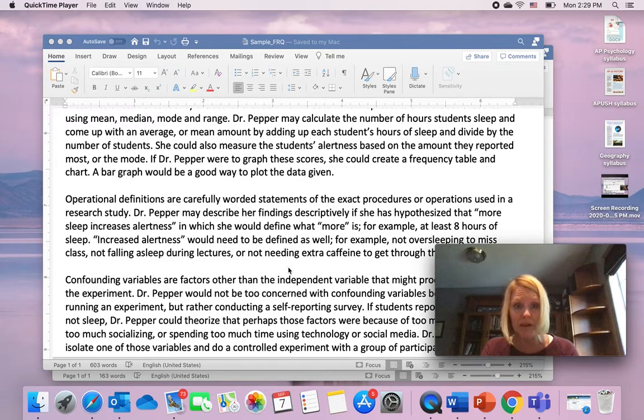space in between here. So look at how I said operational definitions are carefully worded statements of the exact procedures or operations. Now that's where I put, that's where synonyms come in. When I talked about exact procedures, if I would have said the exact operation, that's still using the word operational in operational definition. So I said exact procedures or operations used in a research study. Okay, so this is what I mean by try to use a synonym when you're defining a word.